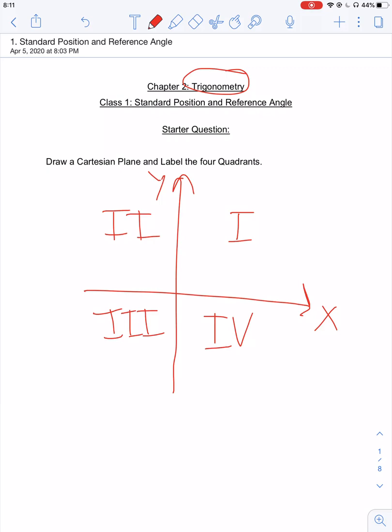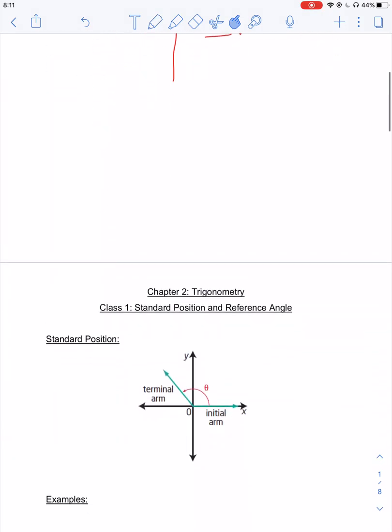And we're going to extend on this fact a little bit when we do trig this year, okay? Last year you probably worked with triangles, and there were no quadrants or anything like that involved. This year there will be, so make sure you know this stuff, okay? Let's continue on to the next page.